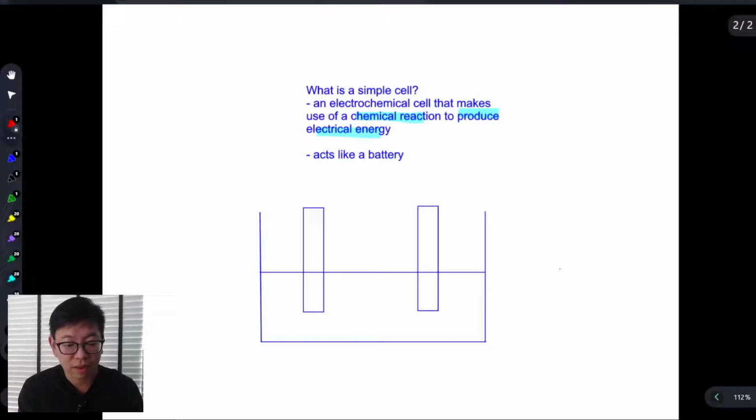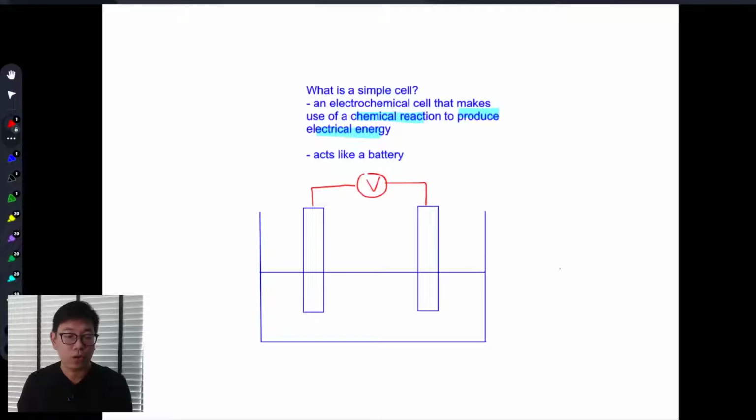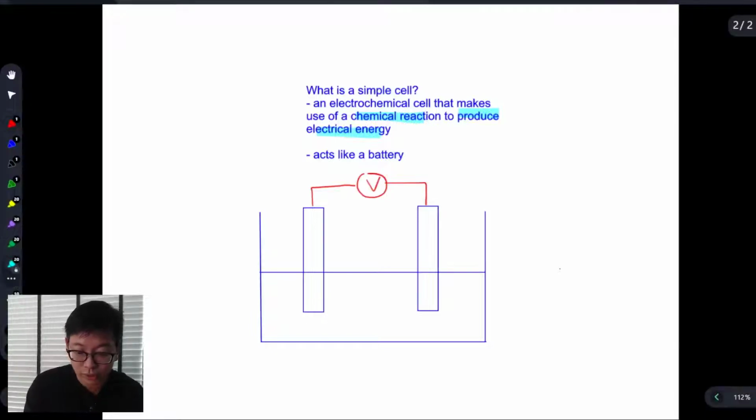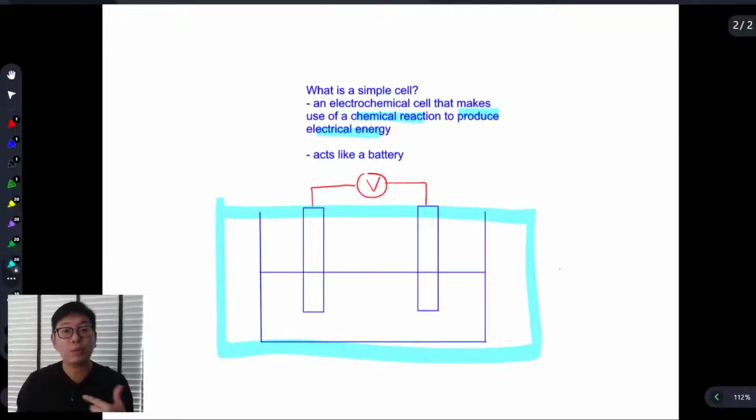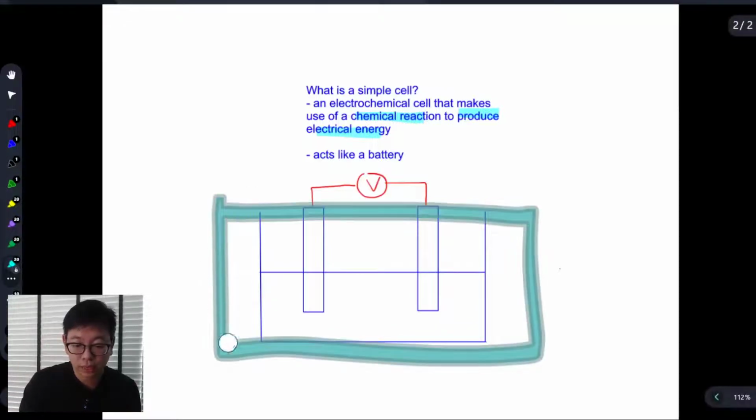A very common setup in a simple cell is that in the middle you have a voltmeter or a light bulb instead of a battery. Some of you may ask, where is the battery? Well, the simple cell, which is this box here, will produce electrical energy.